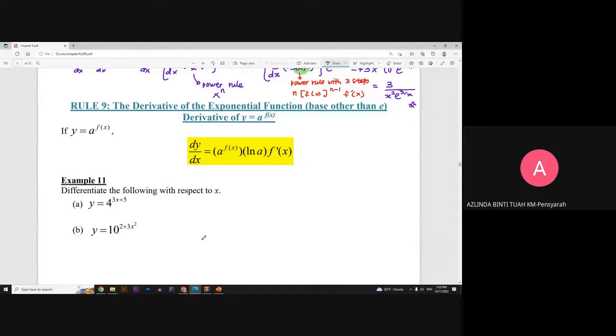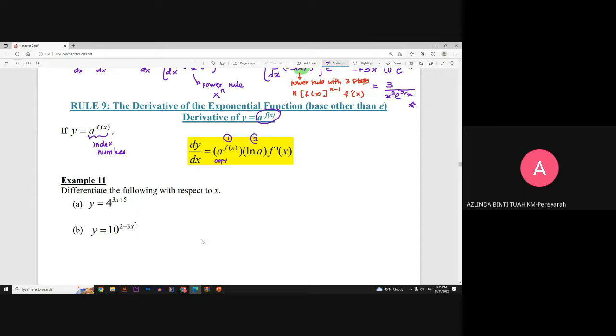Sekarang kita fokus kepada exponential juga. Exponential means index number, but this time with a different base. Okay, the base other than exponent. What happened? Okay, if you have an index number, index number means a number with power of X, a function. So dia akan ada 3 step. Step yang pertama, salin. Copy back the function.